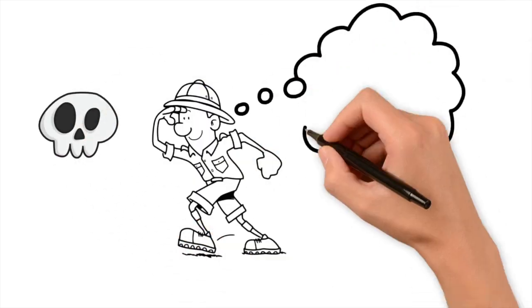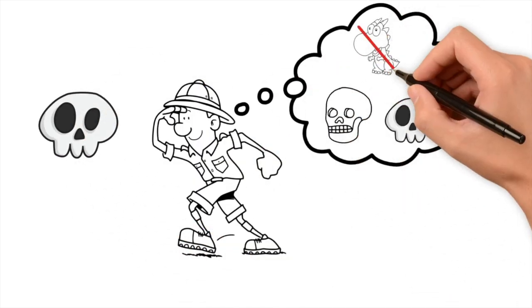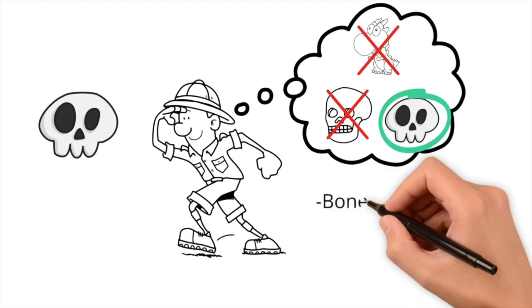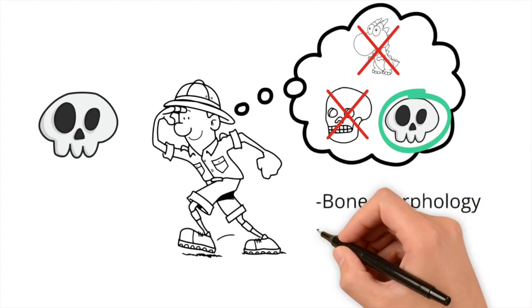Once a fossil has been found and identified, it can be compared to other fossils to help determine the species it belonged to. There are a couple of different techniques used in order to do so, but we will just focus on bone morphology and bone DNA.